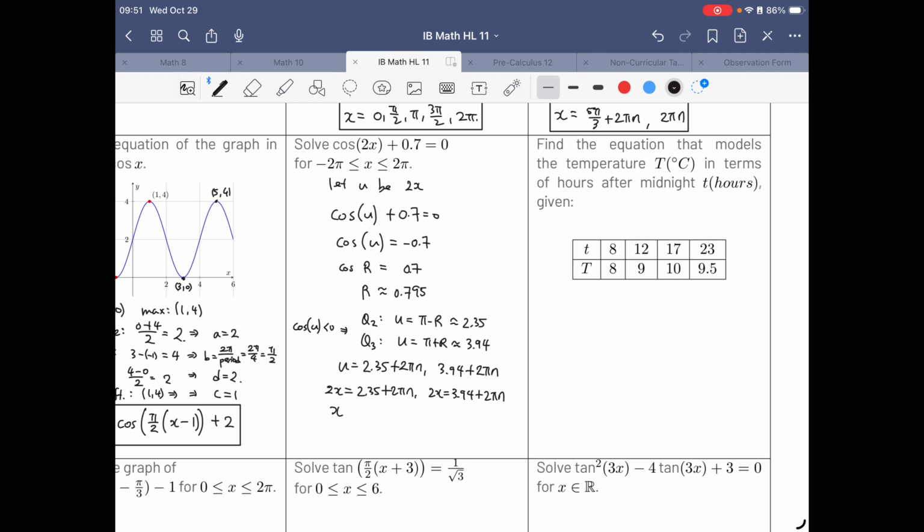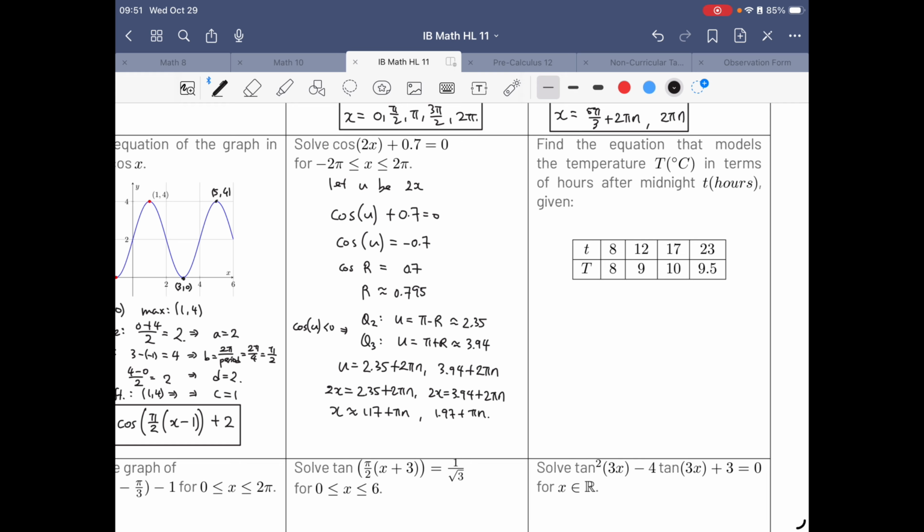So let's divide by 2 on both sides. It's going to be 1.17 approximately, plus pi n, and 1.97, plus pi n. And because we want the answers between negative 2 pi and 2 pi, that's going to be a lot more answers of these. So it's going to be a bit of work.